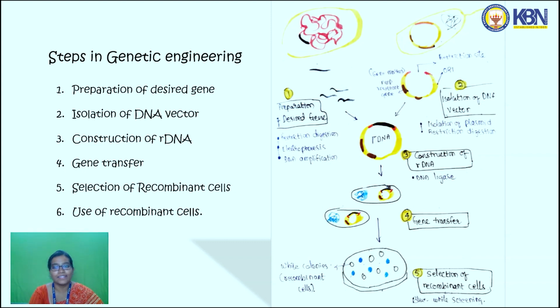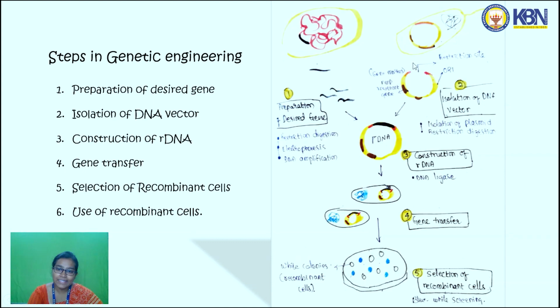For that, in the second step of our genetic engineering, we do cell lysis. We break the bacterial cell, isolate the vector, that is the plasmid, and then cut it at the restriction site. The same enzyme which we use to cut the desired DNA, we use to cut our vector, the plasmid, and then we get the cleavage. In that cleavage, we want to insert this gene and make it a recombinant DNA.